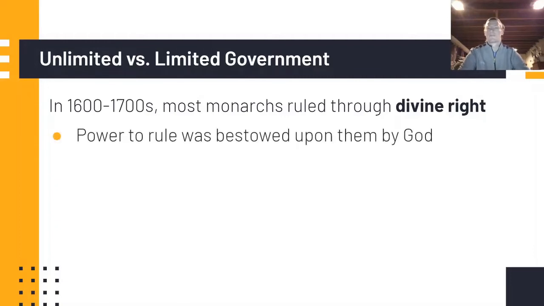Now, divine right is the power to rule that is bestowed upon the ruler by God. So that means they can make no errors, and everything that they go about doing is in a way passed on to them by God. So that was a way to make sure everyone didn't question the ruling authority.